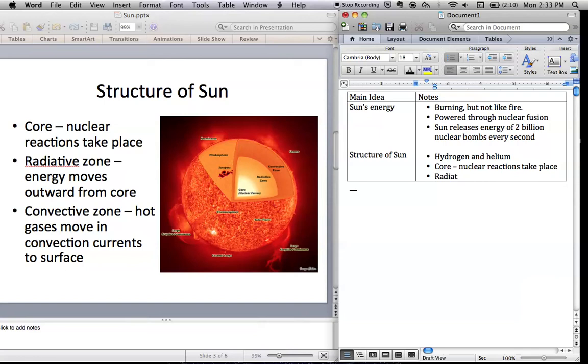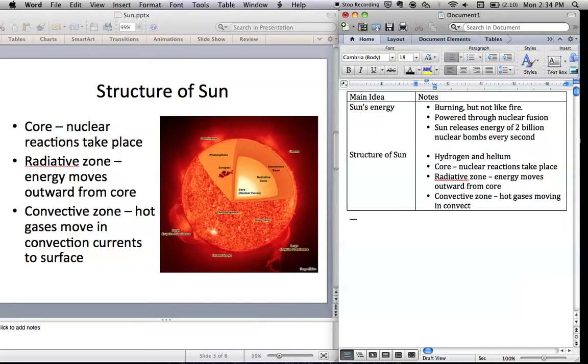You have the radiative zone, and here energy moves outward from the core. And then finally you have the convective zone. Here we have convection currents, hot gases moving in convection currents to the sun's surface. All of these layers are gases. It's super, super hot, but it's still a gas in that you could, in theory, go through it, except that whatever you dropped in would be instantly incinerated. So there is that.